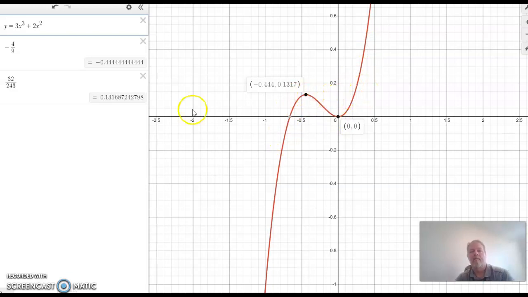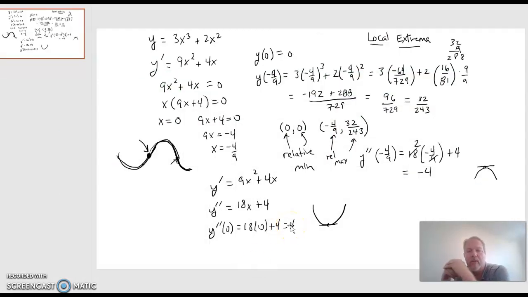Okay. All right, that's it for relative extrema. And again, notice that my function was concave down at this negative 4/9. When x was negative 4/9, I am in a concave down portion of my function. And the second derivative was negative at negative 4/9. And then when I put a 0 into my second derivative, it was positive. And the point 0, 0 is part of a smiley section of my original function. Okay? So that is relative extrema in a nutshell.